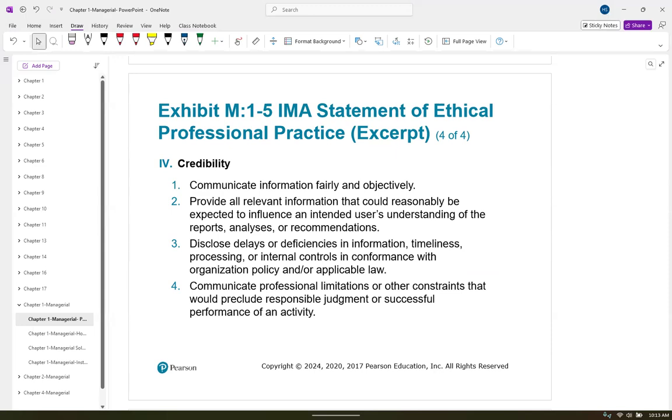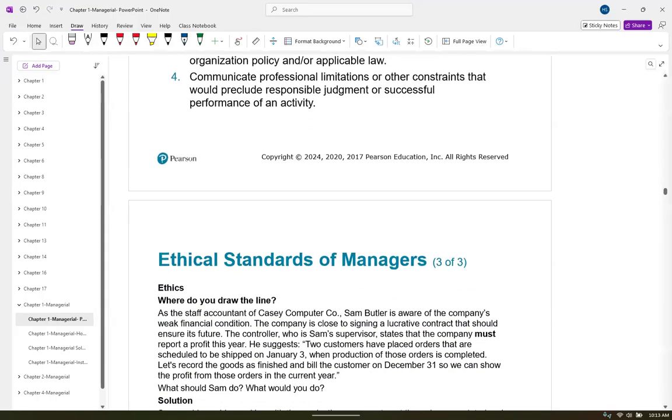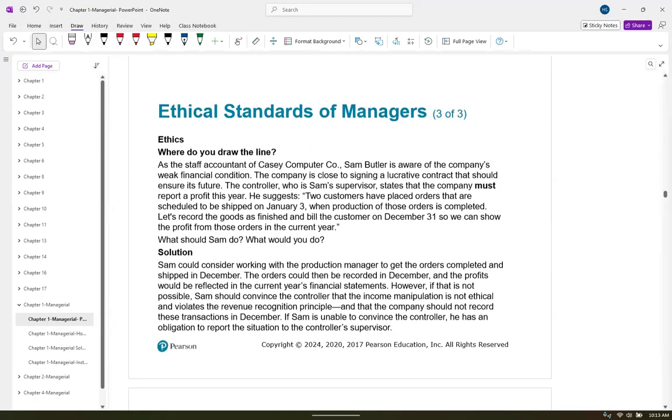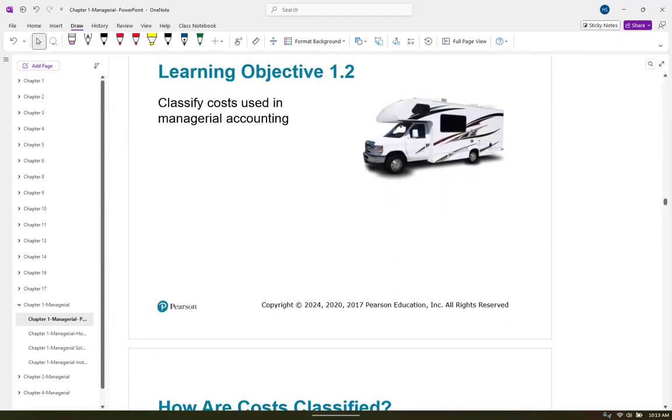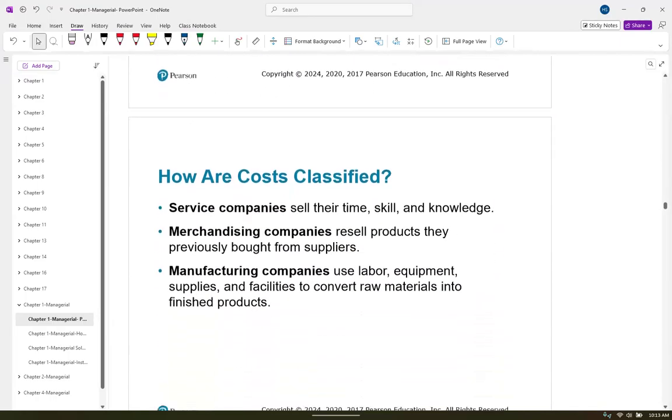But you want everybody to think that's a very honest, credible person. They've done their due diligence looking at the financial statements, so there is credibility with them. Okay, that's just a little example on ethics, and I'm going to jump past that and get to learning objective 1.2.